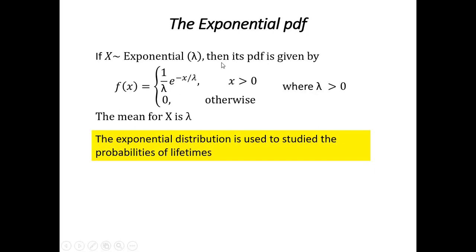So we have this nice continuous distribution with just this one parameter, lambda. The exponential distribution is often used to study probabilities of lifetimes. It's used to study other things as well, but that's sort of a common model for studying lifetimes. And you're probably familiar with a graph of the exponential distribution. It looks something like this. So you could think in terms of an exponential decay here, and here this is the mean lambda.